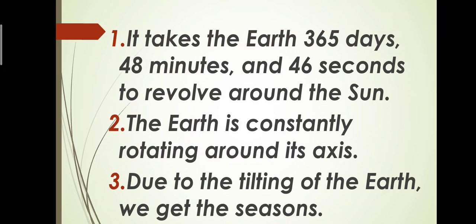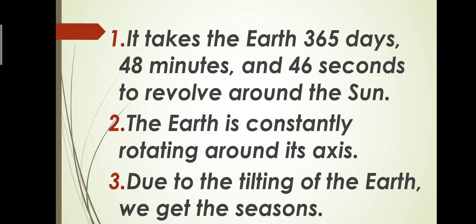The Earth is constantly revolving around the Sun. So are all the other planets in our solar system. Planets are also revolving around the Sun. Earth is also revolving around the Sun. It takes about 365 days, 48 minutes, and 46 seconds to orbit the Sun. And this is how we can measure 1 year. As you know, 1 year consists of 365 days.